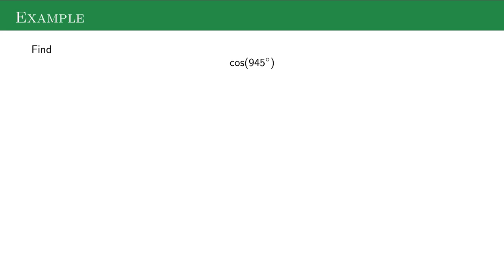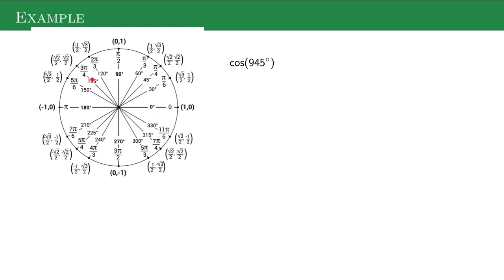Cosine of 945 degrees. The biggest angle on the unit circle is 360 degrees, so this angle is too big. I'm going to subtract 360 and get 585. But that angle is still too big, so I'm going to do it again. I can do this as many times as I need to. I get 225. So the cosine of 945 is the same as the cosine of 225, which is negative square root of 2 over 2.